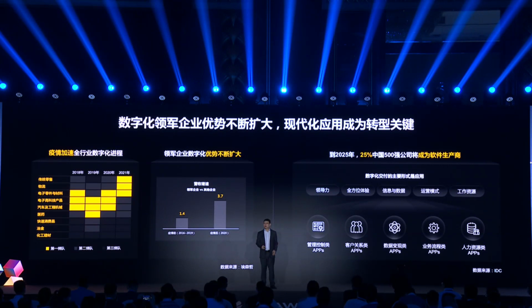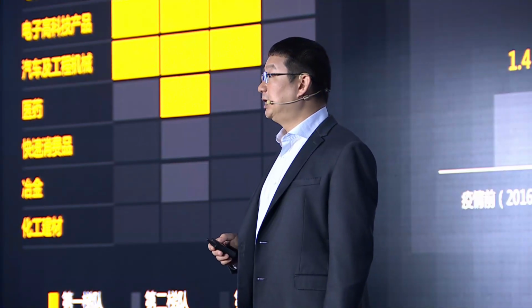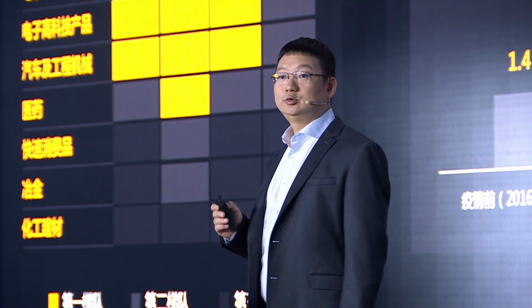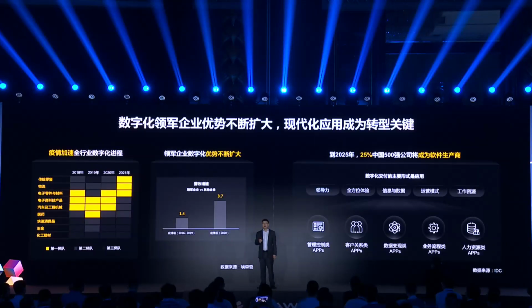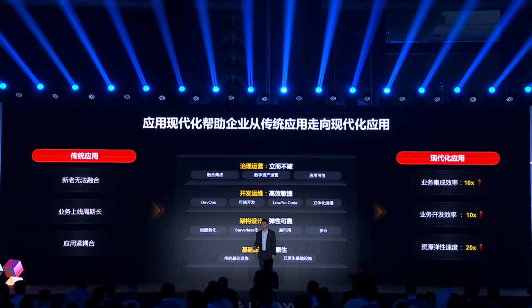At the same time, we recognize that apps are the primary form of digital delivery, so applications are critical in digital transformation. According to IDC, 25% of China's top 500 companies will become software producers by 2025. So software is transforming the world and also disrupting the world.